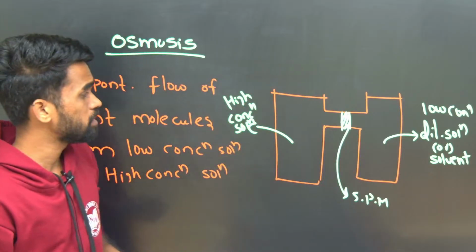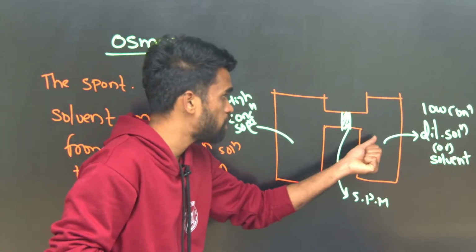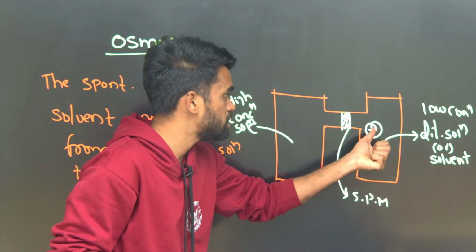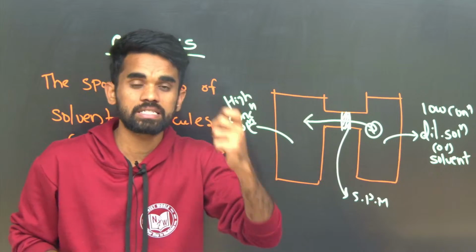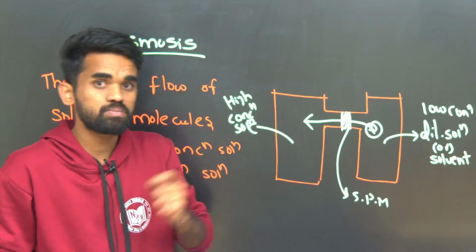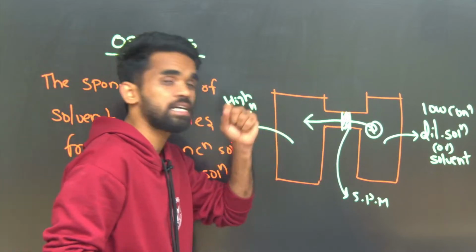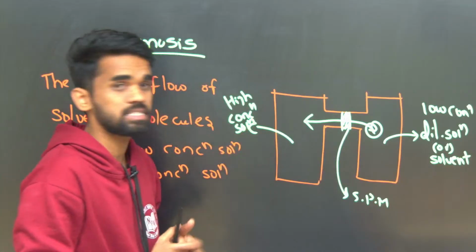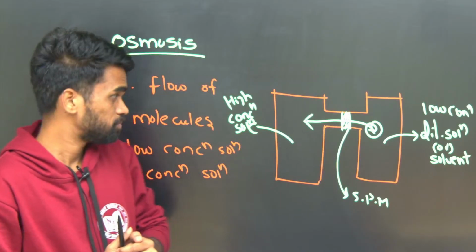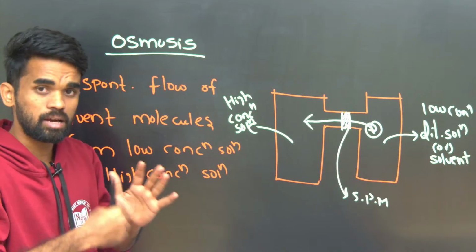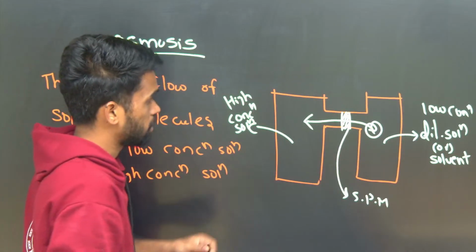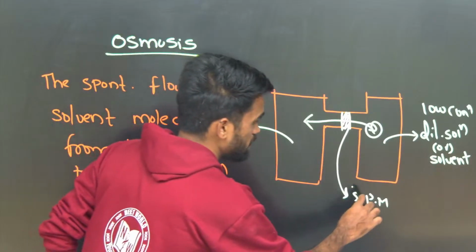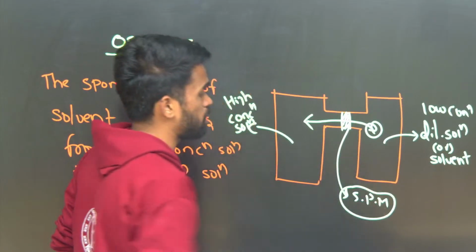So now what happens? The flow of solvent molecules from low concentration to high concentration is taking place spontaneously. During this process some pressure is created on the high concentration side. Let me completely finish this so that you get a complete idea. I will explain it again. This semi-permeable membrane is there now.